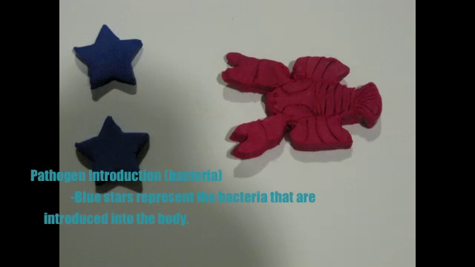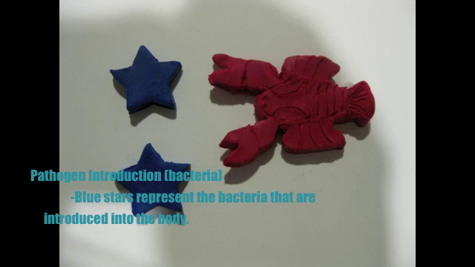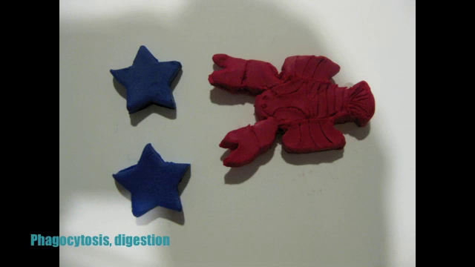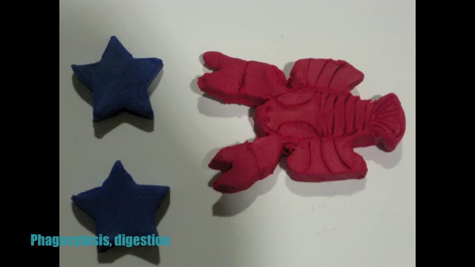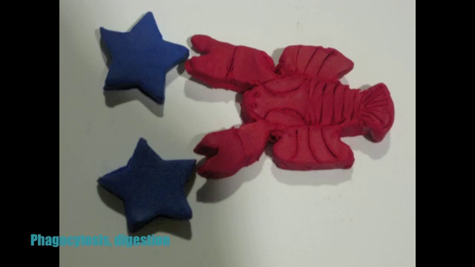Here is a claymation of humoral immunity for kids. Here a pathogen is introduced into the body, which is bacteria or blue stars. In the second stage, phagocytosis or digestion occurs. Here, the red lobster, or antigen-presenting cell, B cell or macrophage, phagocytizes or digests the bacteria, blue stars.